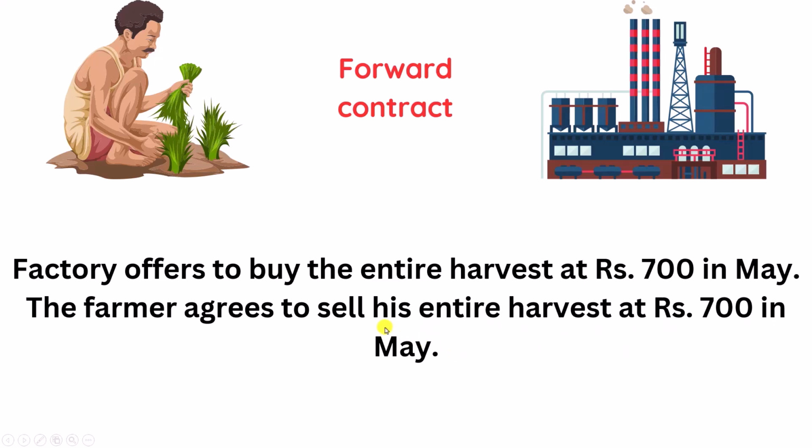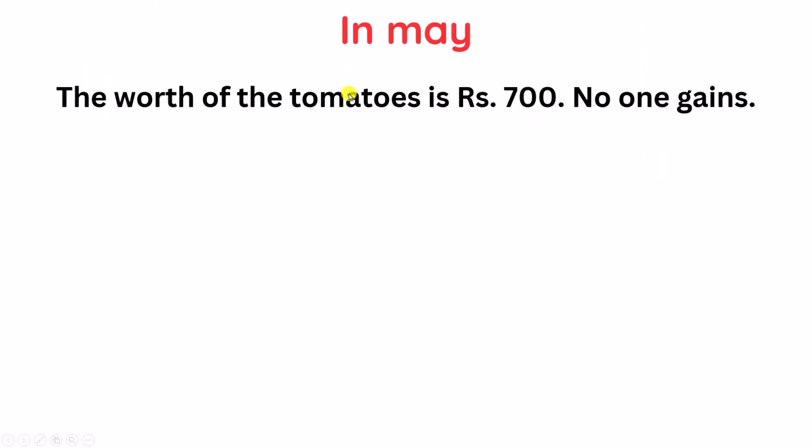Okay? So farmer expects it to be worth 1000 rupees, but then he also has doubts of disease, falling prey, droughts and floods. So he is not willing to take a risk, and so he agrees to sell his entire harvest at 700 rupees in May. So they come into a contract, and this is called a forward contract. Okay. Now in May, there are three things that can happen. One is the worth of tomatoes is 700 rupees. Okay. In May, when the farmer harvests, the worth of tomatoes is 700 rupees.